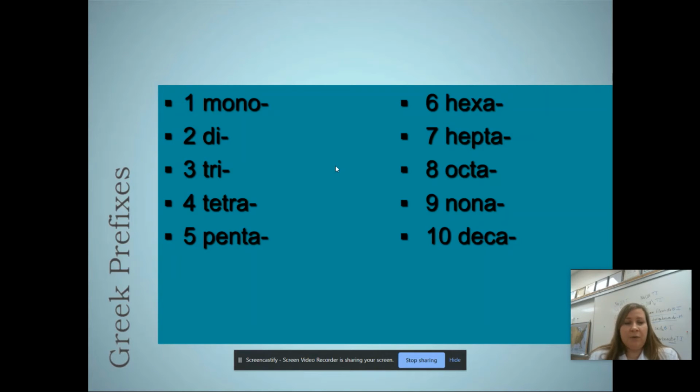1 is mono, 2 is di, 3 is tri, 4 is tetra, 5 is penta, 6 is hexa, 7 is hepta, 8 is octa, and 9 is nana or nona, you can pronounce it either way, and 10 is deca. So you do need to memorize these. They're pretty easy, but it's something you need to write down and make sure you know. So if you want to pause the video right now and write those down, I think it would be a good idea.